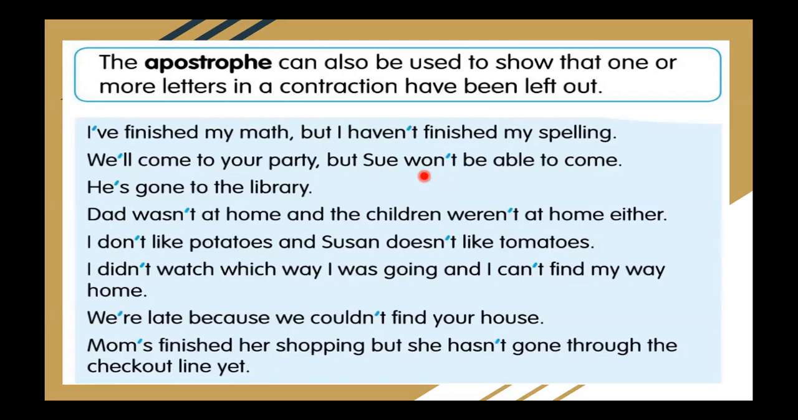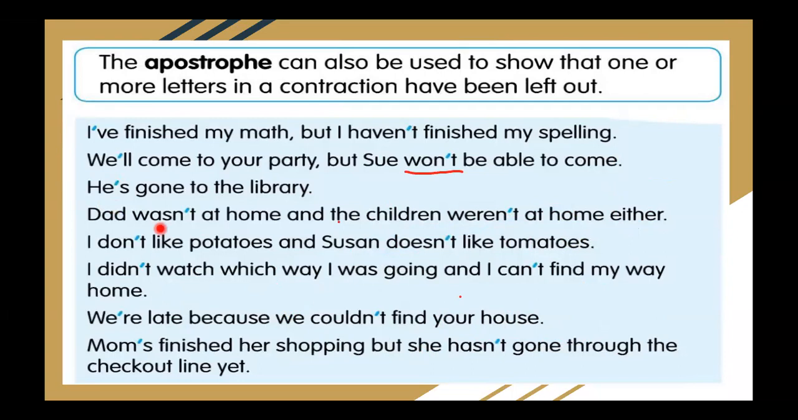Will not becomes won't, because we don't say it like "willn't", right? So will not becomes won't. Sue won't be able to come. So will not becomes won't, apostrophe t. Now let's go to the next one. He's gone to the library. What is the actual word? He is. Very good. He is becomes he apostrophe s.